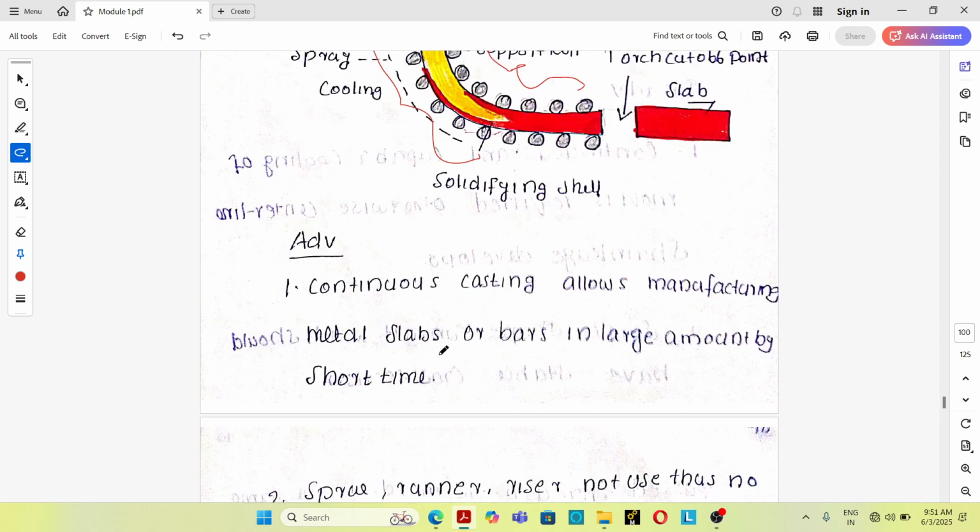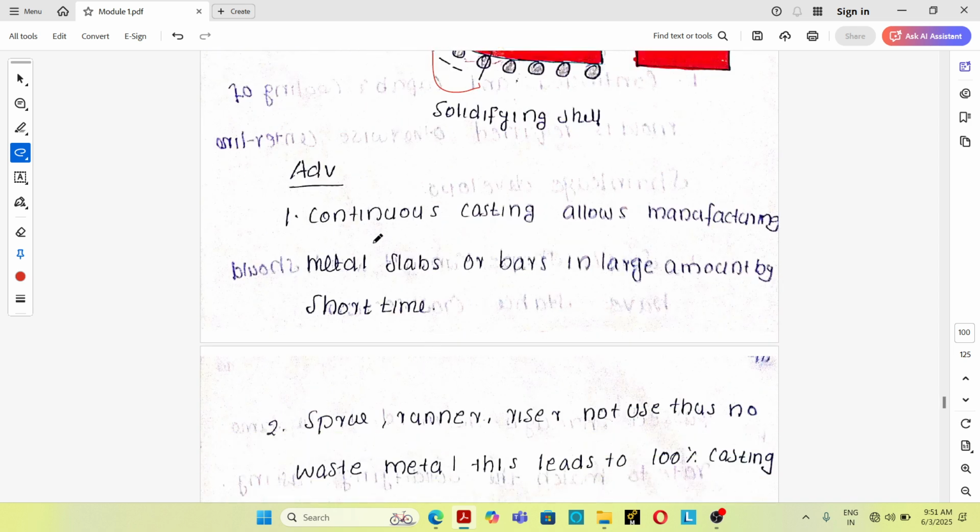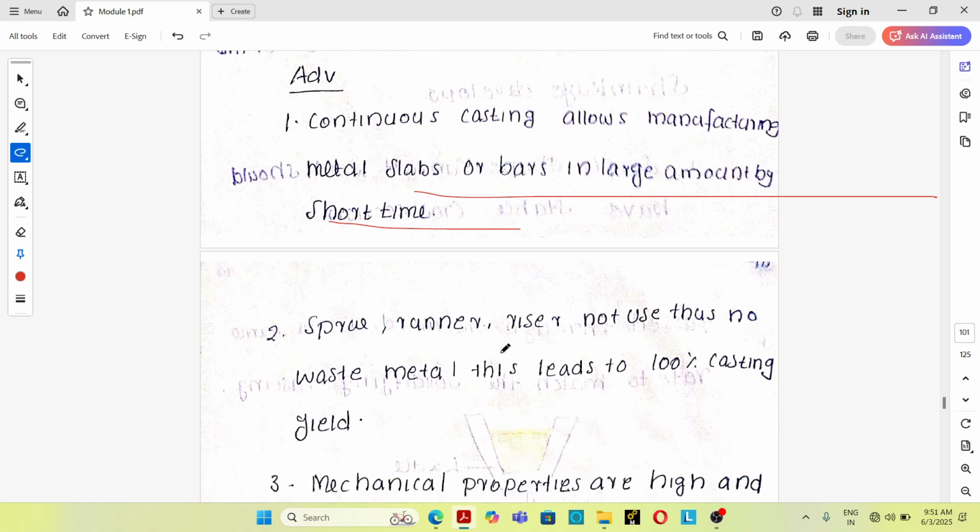Okay. So what are the advantages of the continuous casting process? Continuous casting allows manufacturing metal slabs or bars in large amounts in a short time. That's a very important point. Continuous casting is commonly used for producing slabs or bars in large amounts in a short time. Sprue, runner, and riser are not used, so there is no waste material. This leads to 100% casting yield. See, in continuous casting there is no sprue, runner, or riser, and it always produces 100% yield casting.